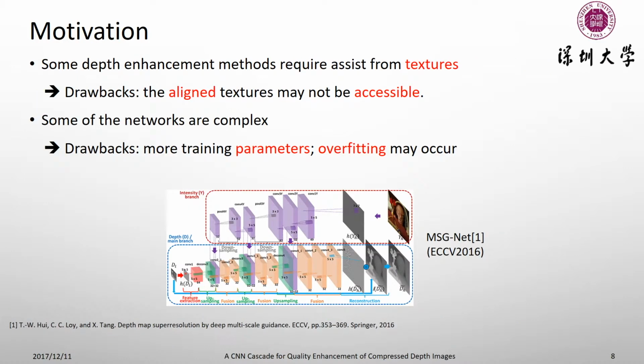On one hand, some of the deep learning-based depth enhancement methods require assistance from textures. However, it cannot always be guaranteed that the aligned textures are accessible. On the other hand, some of the networks are designed with complex structures so that they have more training parameters, and overfitting may occur if the training data is not sufficient.